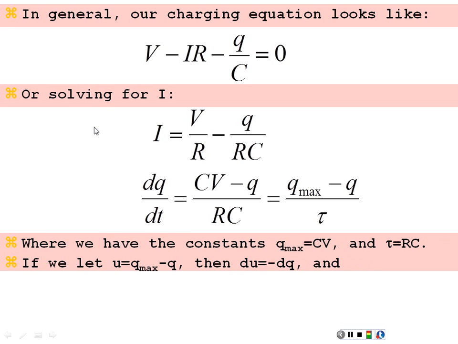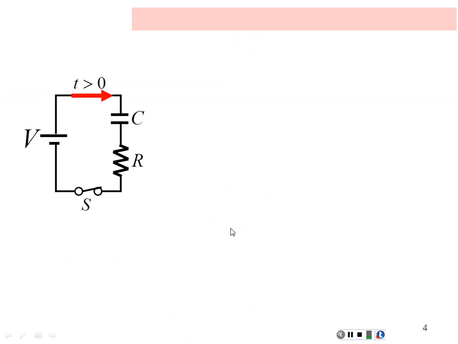Well, if I make a variable substitution, I'm going to let u equal q max minus q, q max being a constant. So u is going to equal a constant minus my variable q. That means du would equal a negative dq. And making those substitutions, I would have du/dt is equal to negative u over tau, tau being a constant.